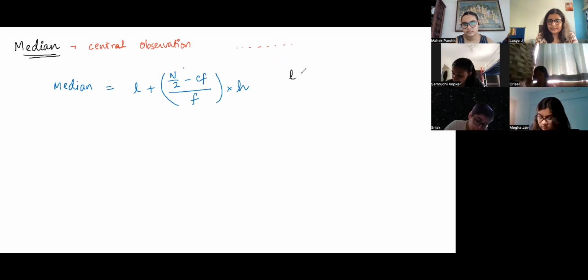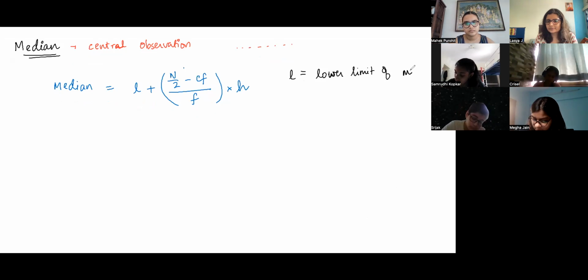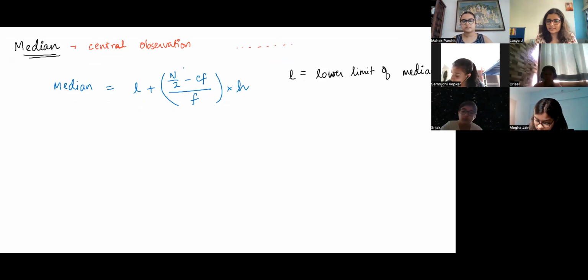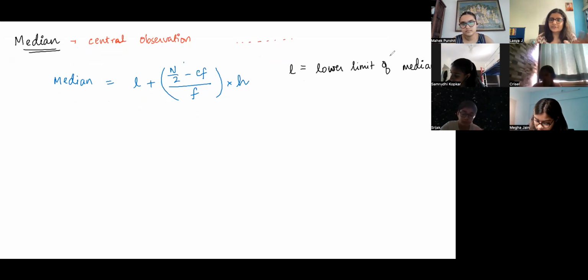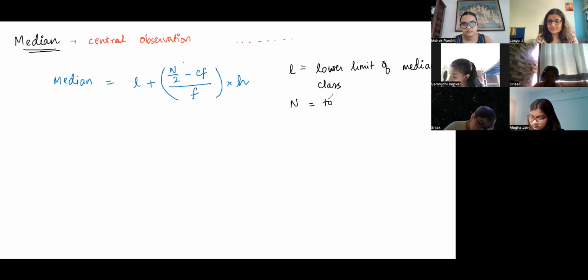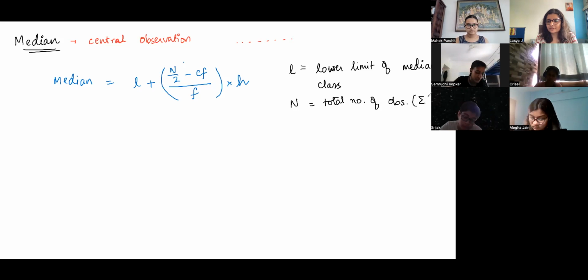यहाँ पे L is the lower limit of the median class, same as what you found in mode. In mode you had to find the modal class, the class which had the maximum frequency. Median के लिए you need to find which is the median class. Then n is the total number of observations. So whatever frequency is there, add them all up. So sum of all the frequencies.